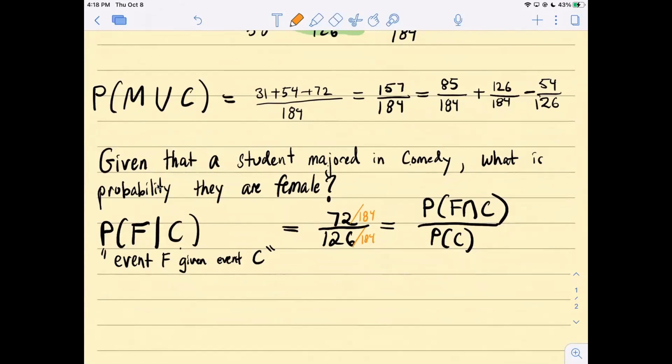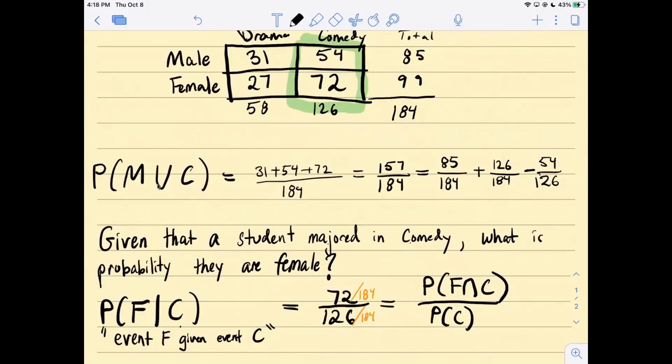Excellent. Okay, let's do another similar example with this same question. What is the probability of being a comedy student, given that we have information that the student is female? So let me pull that back up. Given that we know the student is female, what's the chance that they study comedy? Excellent, nice.